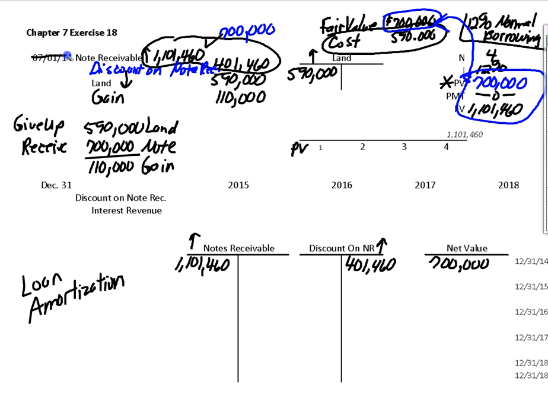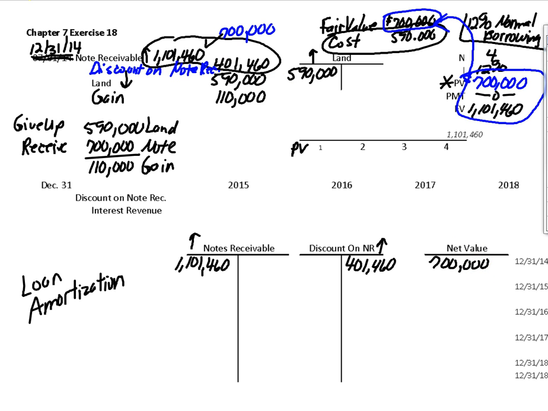Now, to do that, I'm going to make things a little easier for us. We're going to change the date, and we're going to say this happened on December 31st, 2014. So let's change that date. That way we don't have to accrue interest and everything works out a little bit easier for the demo problem. So if that happened on December 31st, 2014, this is what we would see on the balance sheet. Notes receivable less a discount, and we would have a net balance of $700,000.